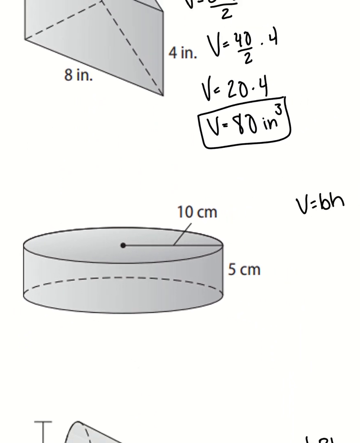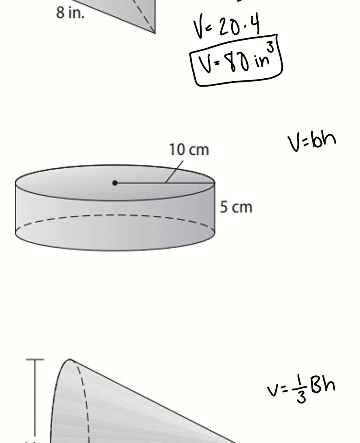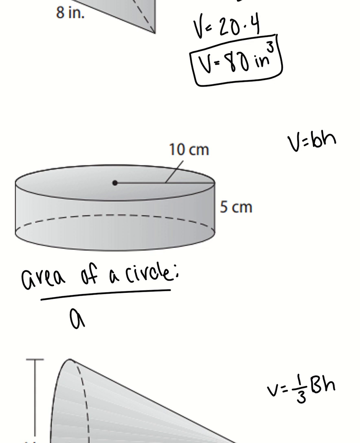All right, so this is considered a cylinder. So the base of this one is going to be a circle. So we have to think of the area of a circle, the formula for the area of the circle. Now when we're talking about this, we have a little saying that I like to use. Fuzzy Wuzzy was a bear. Area equals pi r squared. Okay, where r is your radius.